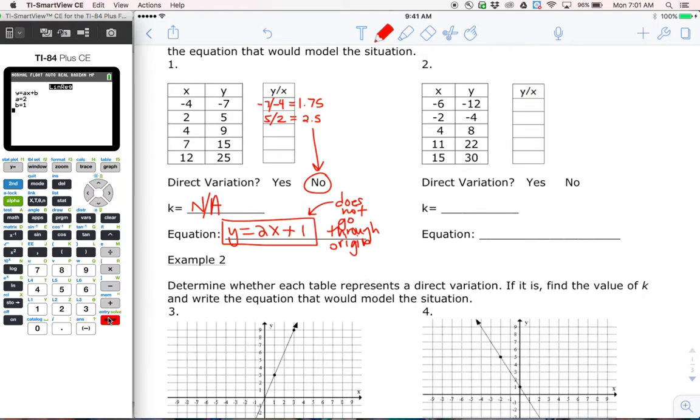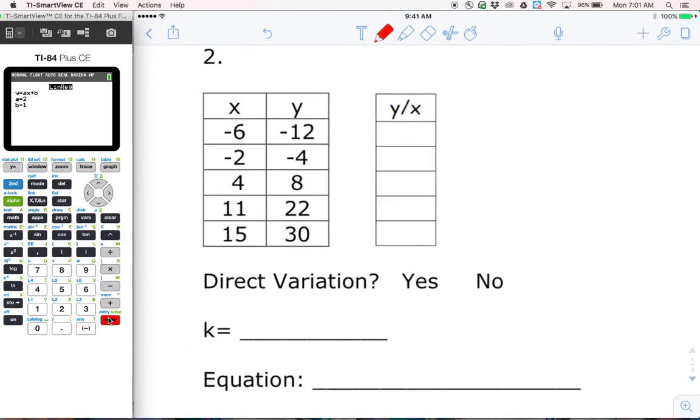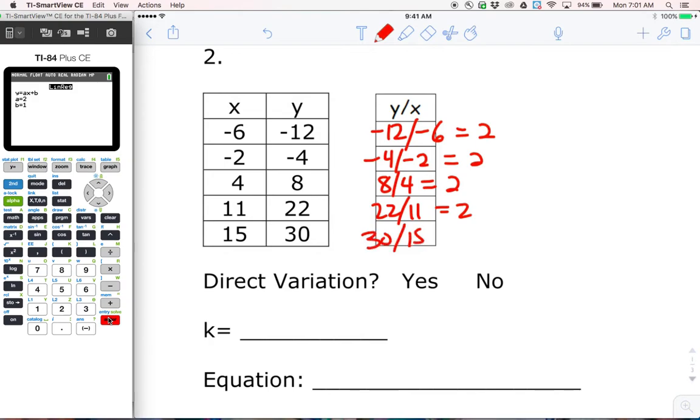All right, let's try the next one here real quick. Negative 12 divided by negative 6 is 2. Negative 4 divided by negative 2 is 2. 8 divided by 4 is 2. 22 divided by 11 is 2. And 30 divided by 15 is also 2.